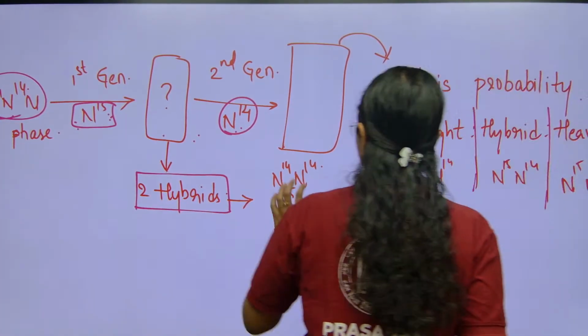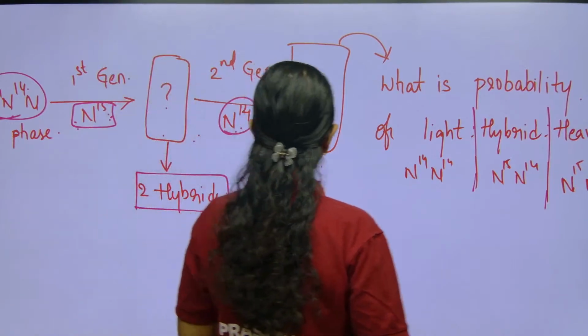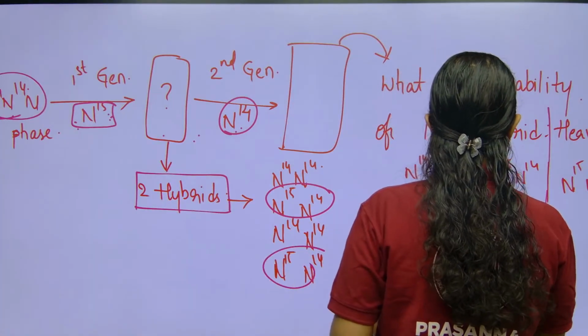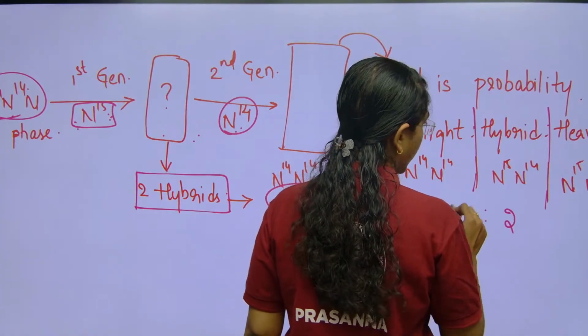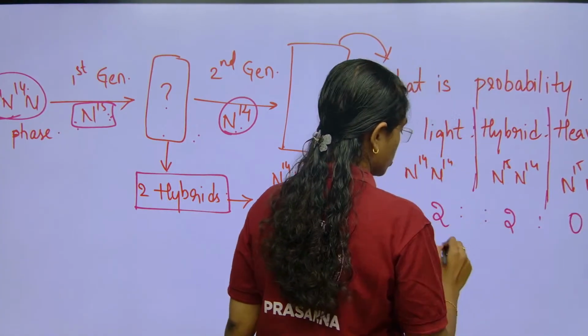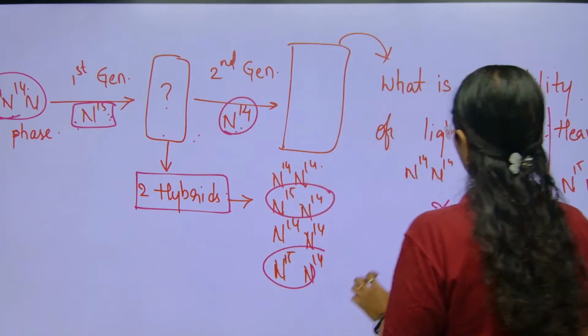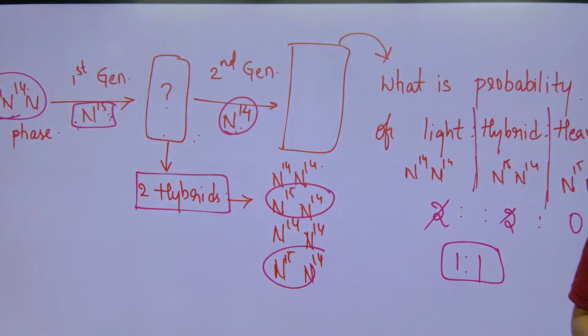Now it is okay. So, here at the end what will be the probability that you will get? Here you will get 2 hybrid strands and 2 light strands and 0 heavy strands. So, it will be 1:1, that is equal proportion of light and hybrid strands that you will get.